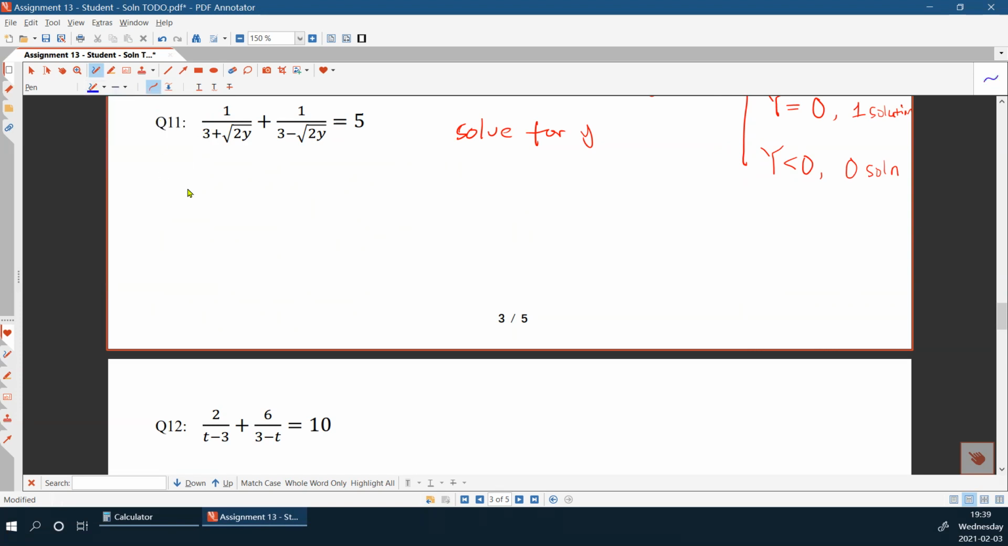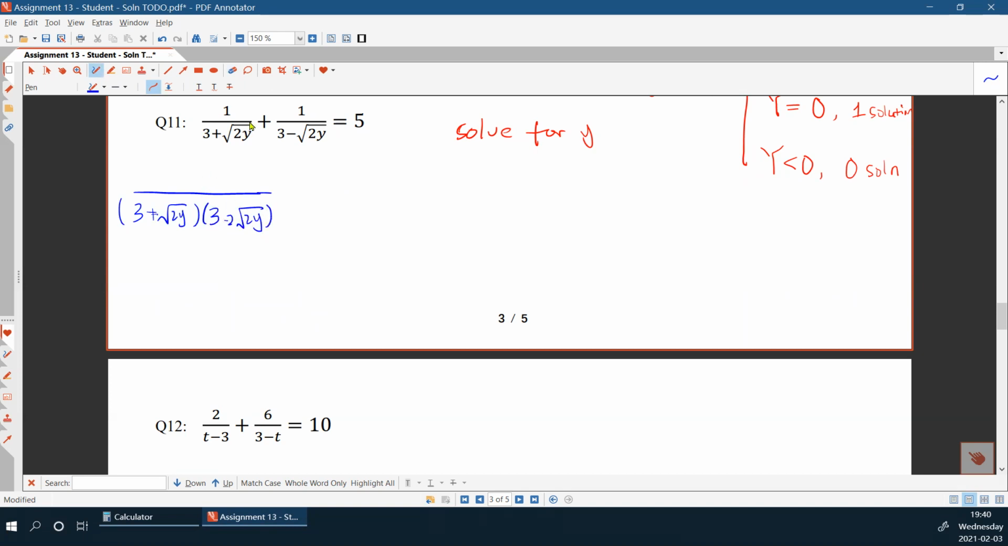So the first step, we can rewrite it into a single fraction. This gives you 3 plus square root 2y times 3 minus square root 3y. And this is the least common denominator, right? So the first terms, okay, I'll write one more step for you, okay? Let's rewrite this. Okay, this is the least common denominator.